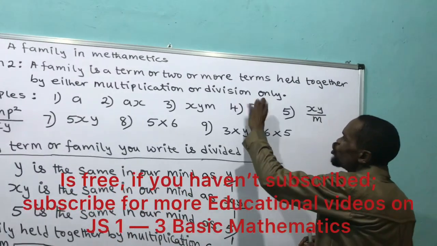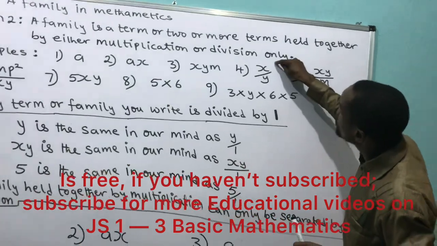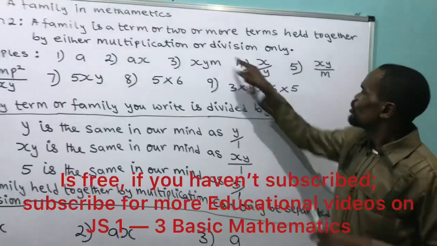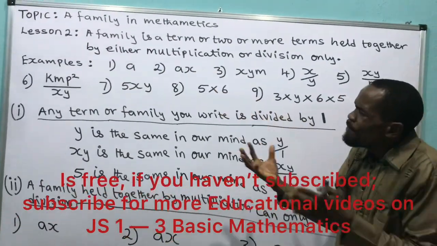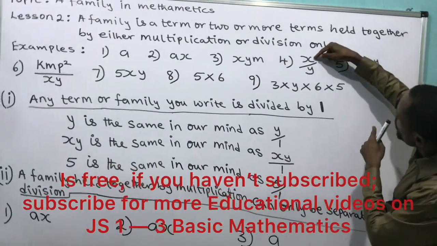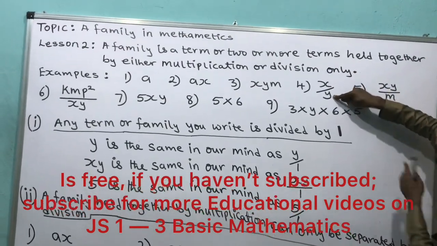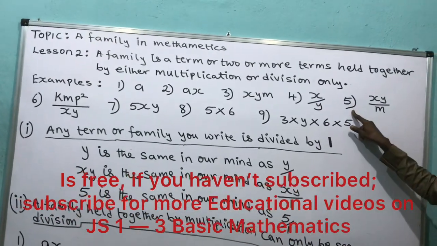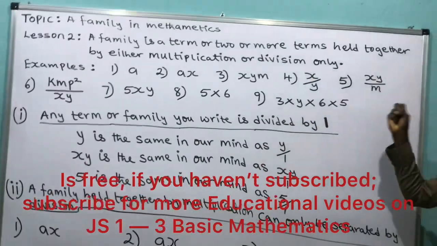Look at you, look at your brother, held together by division, called a family. This X is you and this Y is your brother, held together by division to call one family. Because a family can be held together either by multiplication or by division. So when I see you and your brother, you is X and Y is your brother, held together to call one family by division. Number 5. This XY is held together by multiplication, called a family.